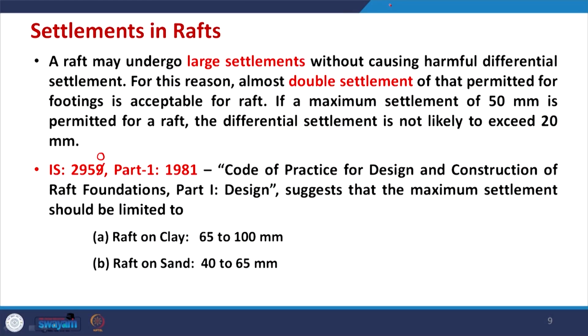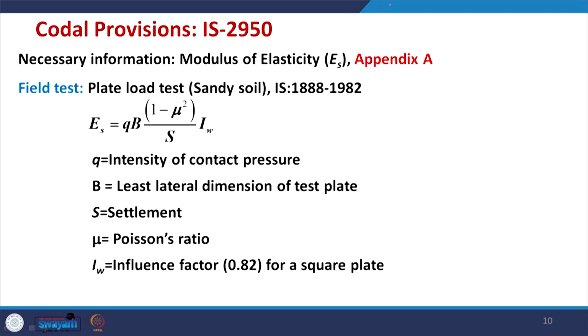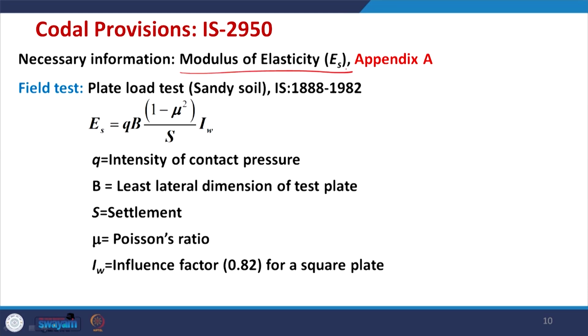Now, continuing with this code of practice for design and construction of raft foundation, part 1, let us discuss the salient features of the code. One of the important issues in the design of raft foundation is the calculation of the modulus of elasticity, ES. You know that Young's modulus is not easy to find in the lab; you require a special type of test. You can conduct a laboratory test and get the value of ES, but that Young's modulus may not even be applicable in the field.